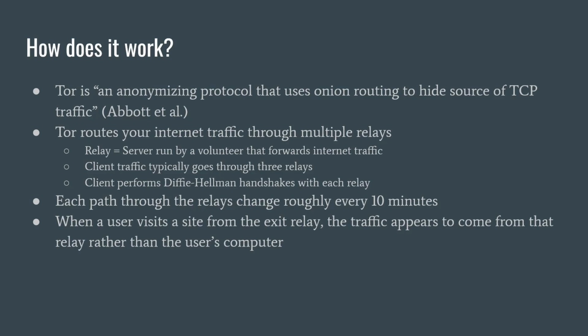So this handshake process establishes encryption keys that only each relay knows and shares with the client. And this is so each relay can only decrypt one layer when the request is made. Each path through the relays actually changes every 10 minutes. So every 10 minutes, new handshakes have to be done. And when a user visits a site from the exit relay, the traffic appears to come from that exit relay rather than the user's computer.